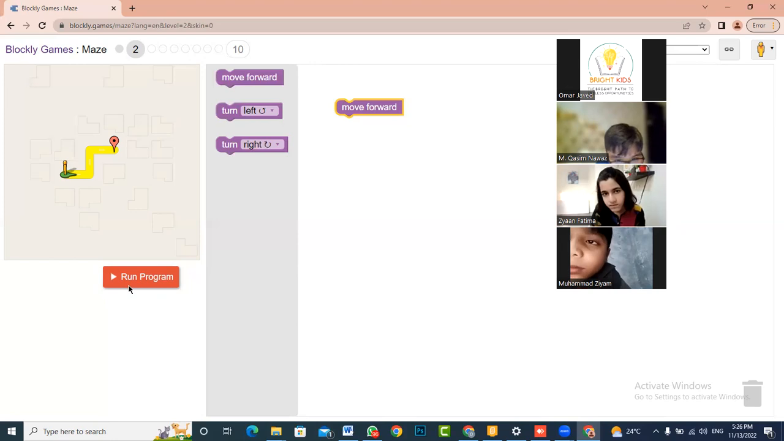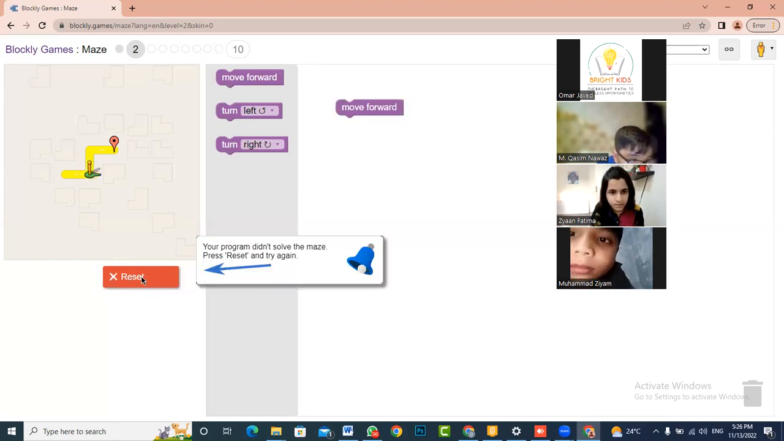So it makes me understand that if I only use move forward and if I run it, it stops there. At this point, what should it do? Should it turn right? This is its right, the empty area. This yellow line is its left. So what should it do? Turn right or turn left?